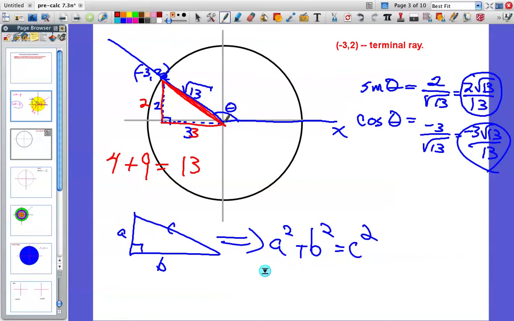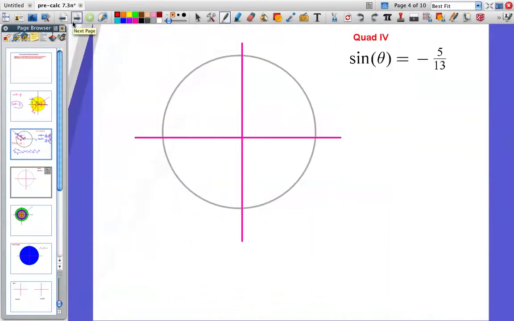Okay? So this is all we have to do right now, is just identify what the sine of the angle is and what the cosine of the angle is. You're done with a problem similar to that. Another one. In quadrant 4, I'm telling you that the sine of the angle is negative 5/13. What I want to know is what's the cosine of the angle.